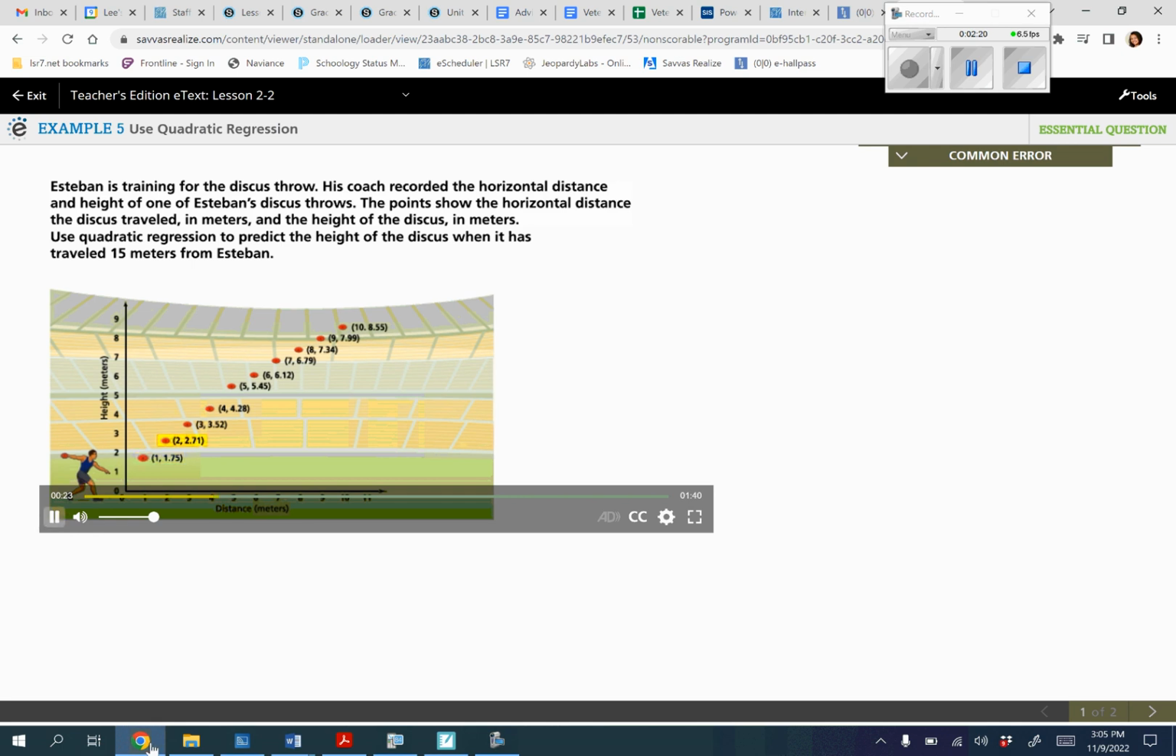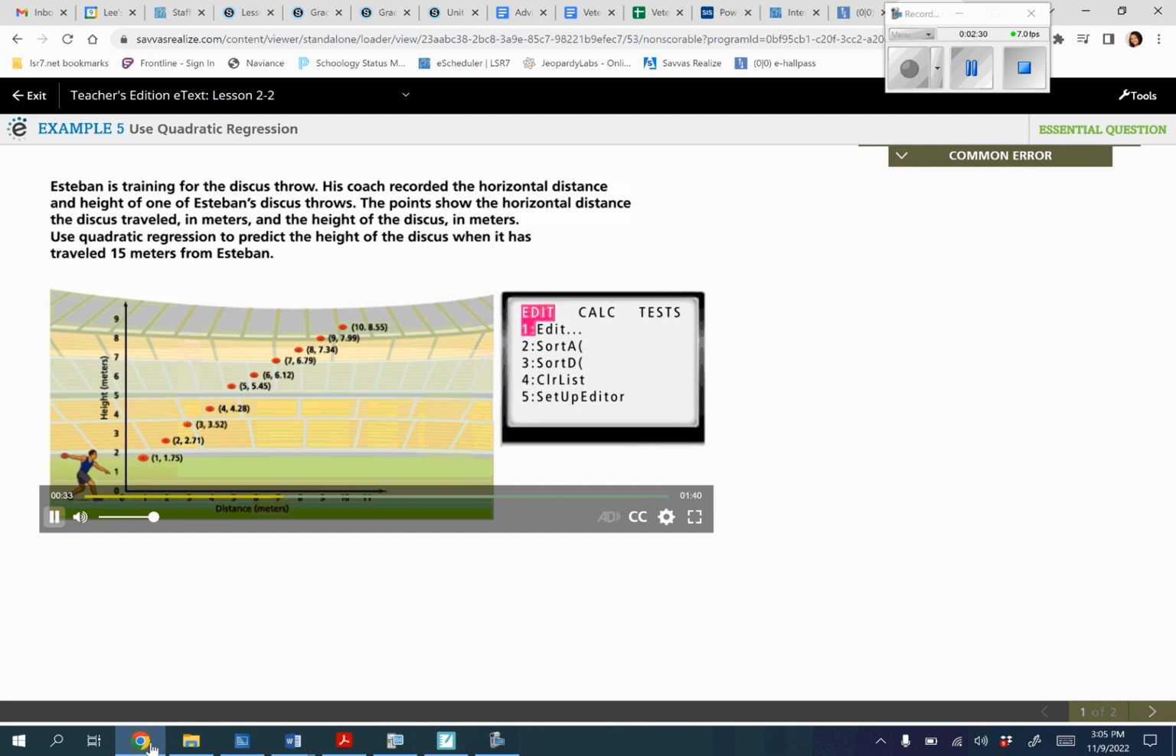The data shows the discus only rising, but when the discus starts to fall to the ground, it will make a shape that looks like a parabola. The model should be a quadratic function. You can use graphing technology to perform quadratic regression with the data. Enter the coordinates of all of the points into the table.